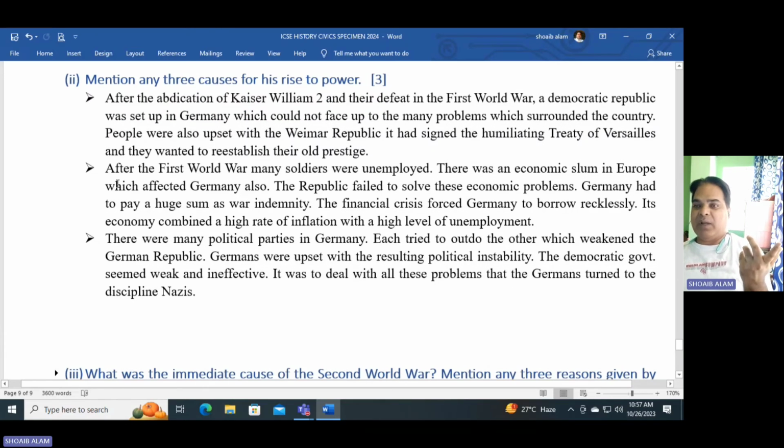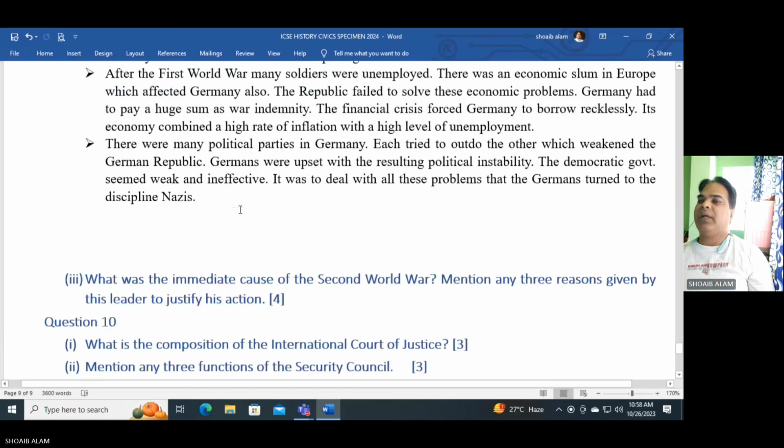And the second one, the First World War. In the First World War, many soldiers were unemployed. That means economic problems had grown high, and the government failed to address their problems. Next, there were many political parties in Germany, and they quarreled among each other, and the parliamentary system became very weak, and people lost faith in the parliamentary system of government. So all these causes gave rise to Hitler.